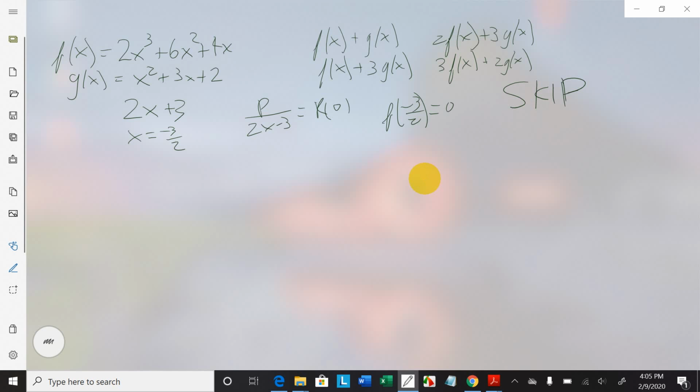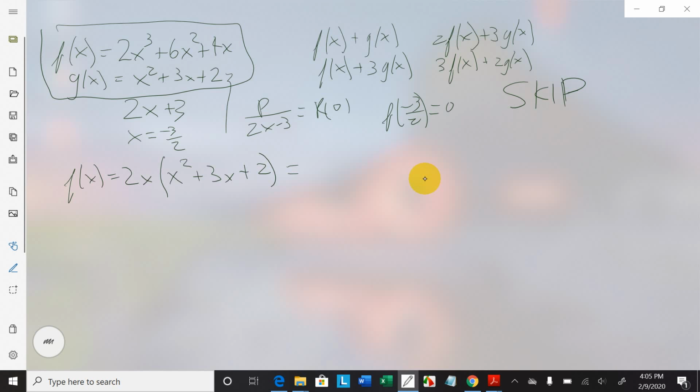So what do you do? First of all, you stare at this thing and you use that concept called manipulation of polynomials. By looking at these two polynomials, you have to notice that you could factor f of x. So f of x is equal to 2x times (x squared plus 3x plus 2). Oh my gosh, look at that. So 2x times g of x equals f of x.